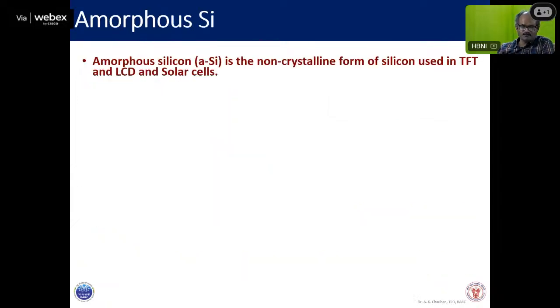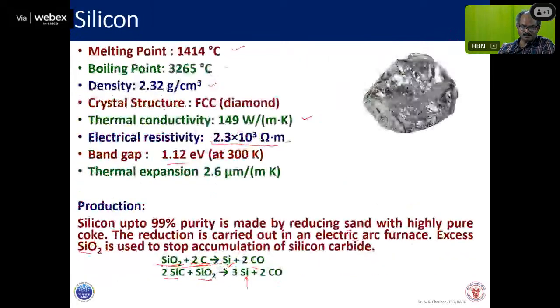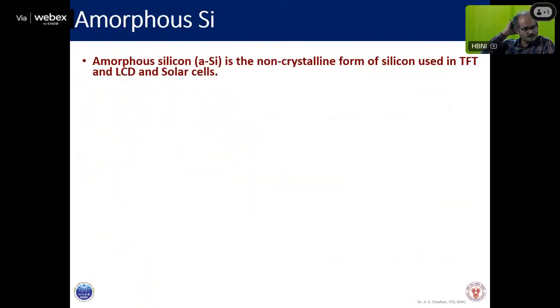Now next comes amorphous silicon. We are doing it specifically because it is part of the syllabus. Separately it is written. So all these, silicon, germanium, therefore one by one we are going quickly.